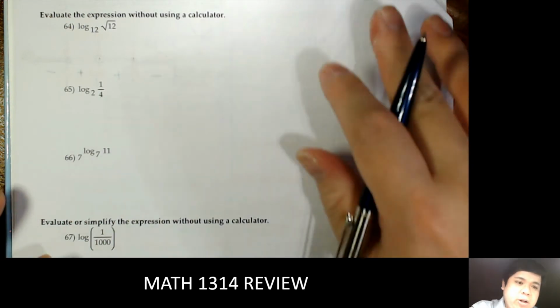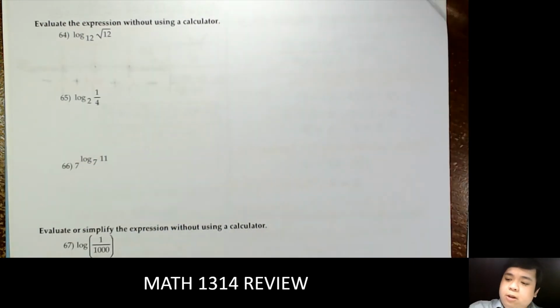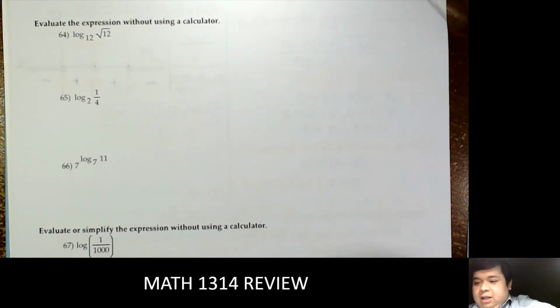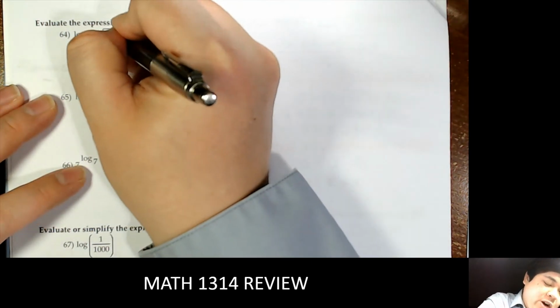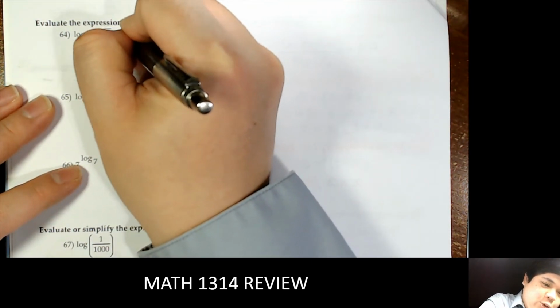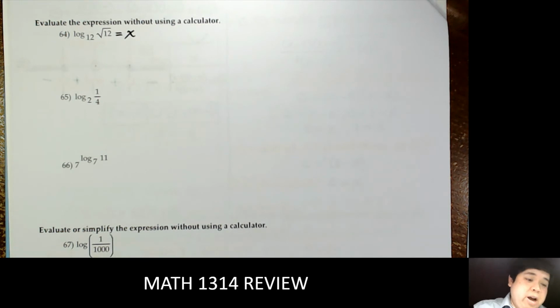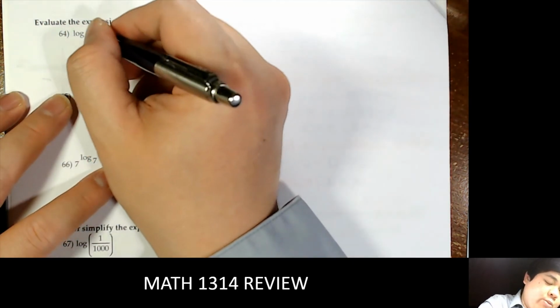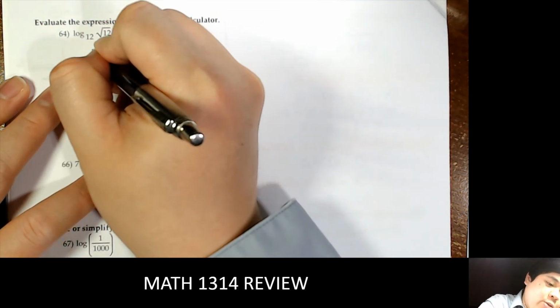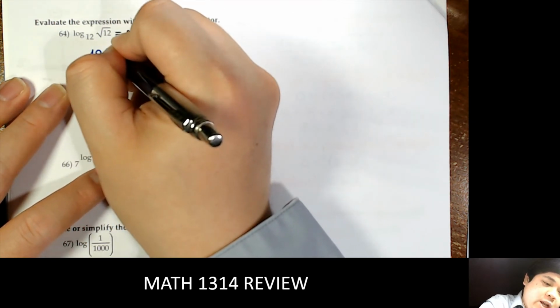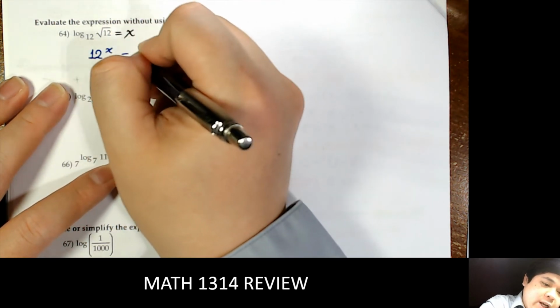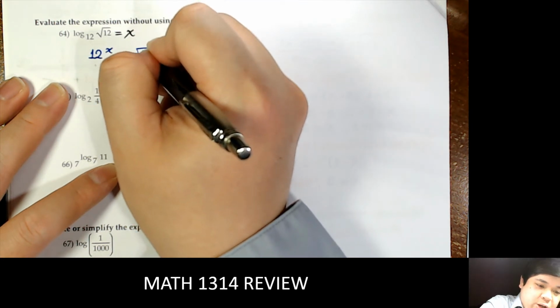I'm going to do it 2 different ways. First, the common sense way, which should be the obvious way. Make that equal to x, and then we solve for x. So we switch to exponential form: 12 is the base, equal to x goes there, and the square root of 12 goes to the other side.